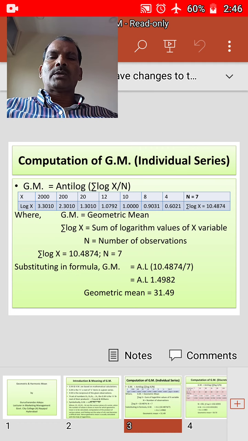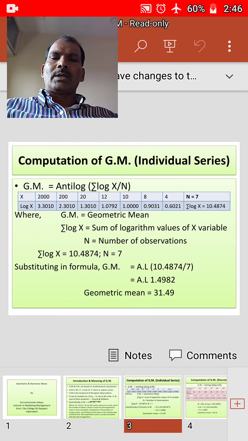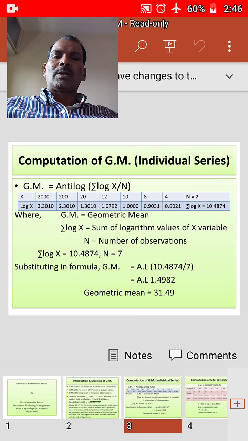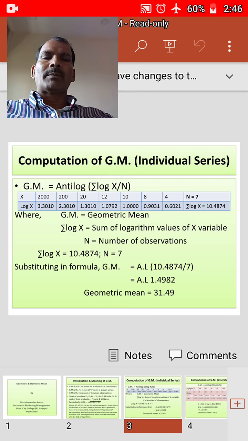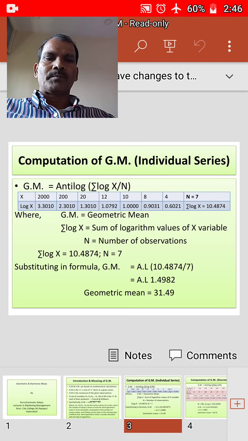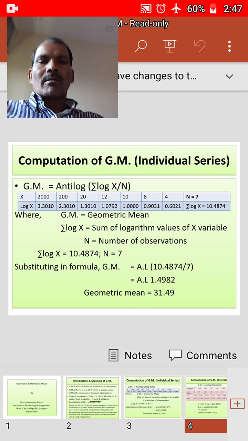Now we have to substitute the values that we got from the calculation. Geometric mean is equal to antilog of sigma log x by n. If we substitute these values, sigma log x is 10.4874 and n is equal to 7. Antilogarithm of 10.4874 by 7 is equal to antilogarithm of 1.4982. Hence the geometric mean is 31.49.